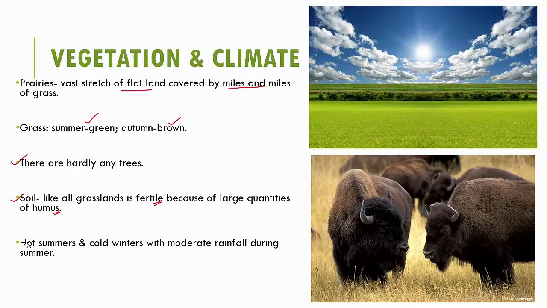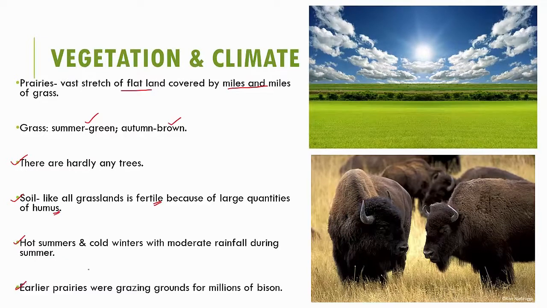Now, if you see the climate of grasslands, we will notice that they have hot summers and cold winters, and there is generally moderate rainfall usually seen in the summer season. So there are no extreme temperatures here, there's only hot and cold, and moderate rainfall is seen during the summer season.